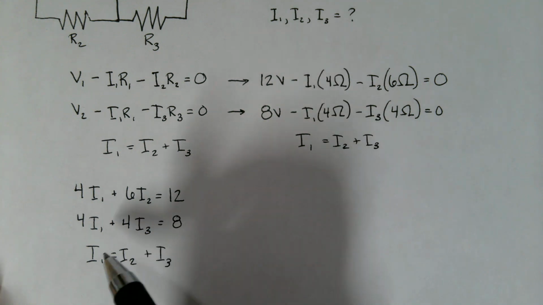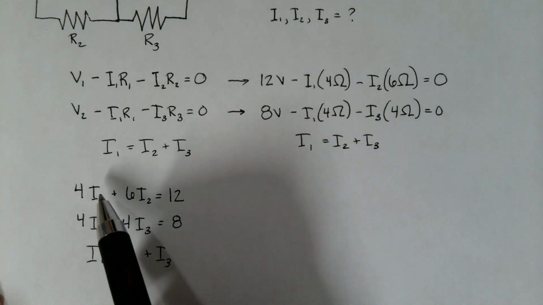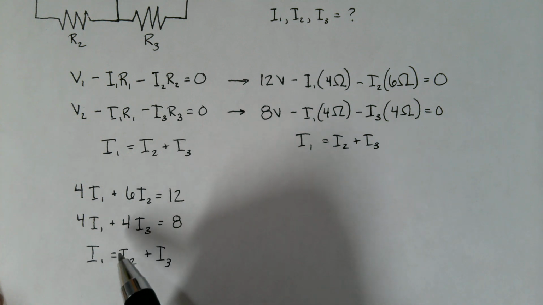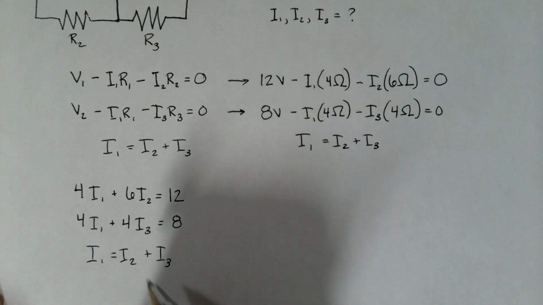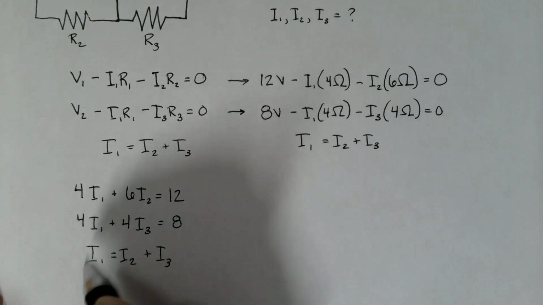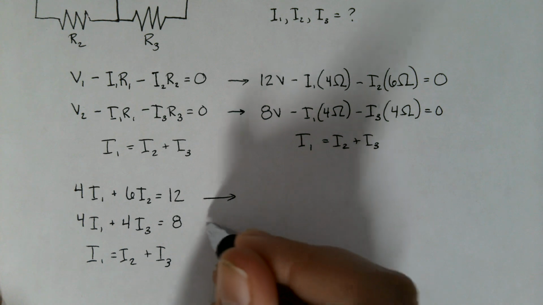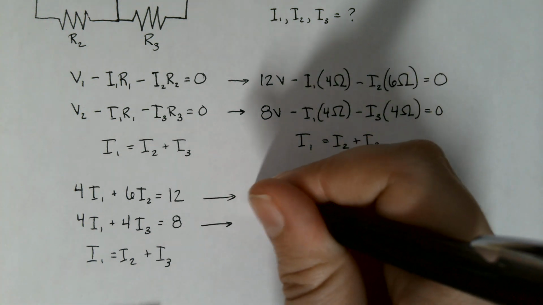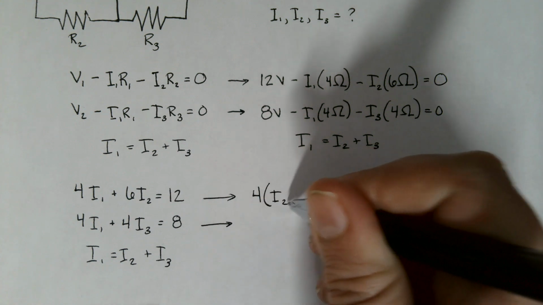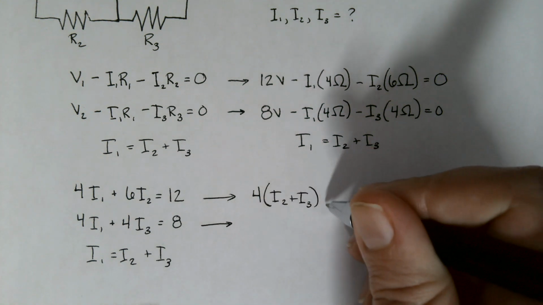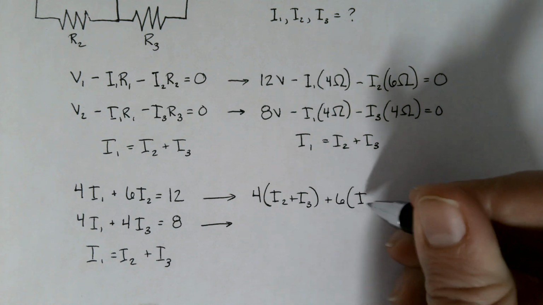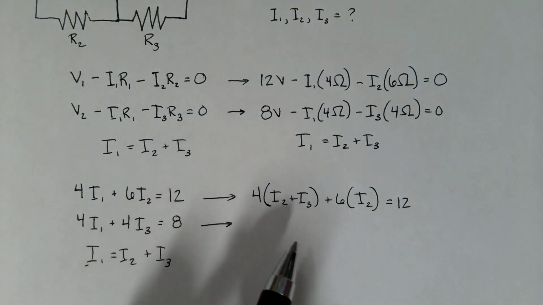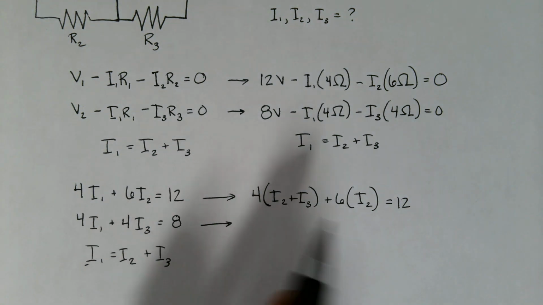Now this is a system of equations. You normally have 2 variables, 2 equations. We have 3 variables and 3 equations. So to make this a little bit easier, let's get it to be 2 variables and 2 equations. This quantity, I2 plus I3, is equal to I1, I'm going to substitute into the top 2 equations, and that will reduce them down to just 2 variables. So 4 times (I2 plus I3) plus 6 I2 equals 12. You see I just replaced I1 with I2 plus I3.